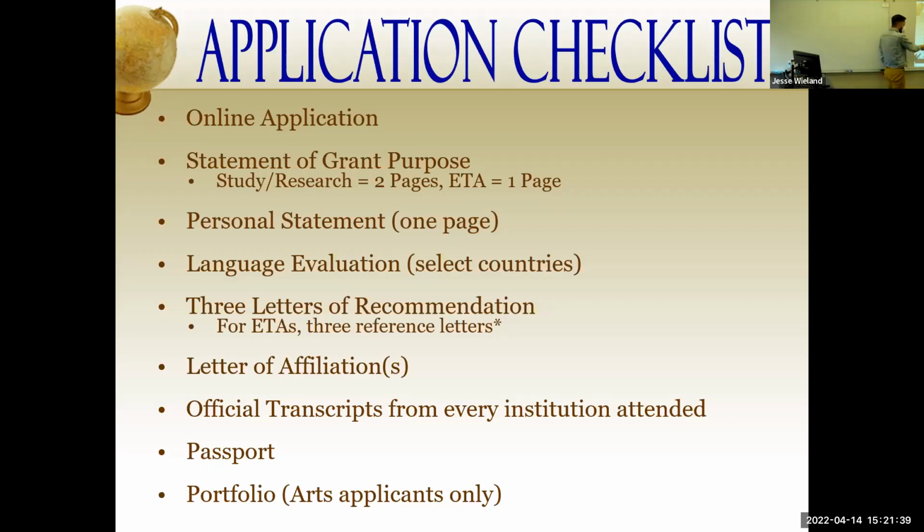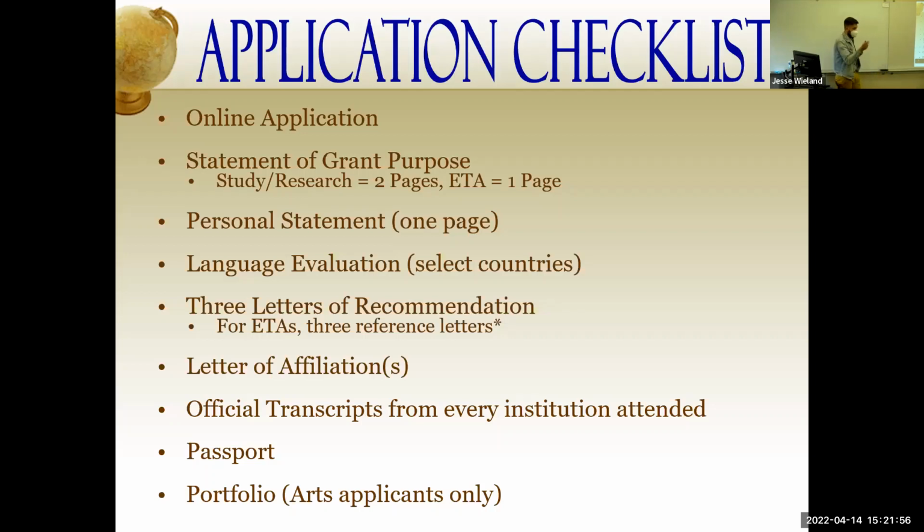Now, oftentimes, I would say maybe 9 times out of 10 from my own experience, if you're applying to an ETA, this doesn't apply to you. But if you're applying to an academic award, this letter of affiliation is oftentimes the hardest element for students to acquire. And that's because it requires relationship building.